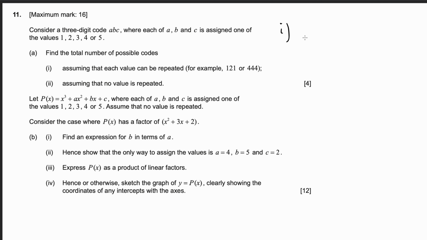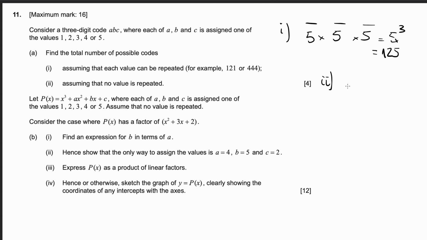Alright, so imagine we have 3 spaces. First one is A, second one is B, and third one is C. Now we can use any number, and the numbers can repeat. So we have 5 options, so that's going to be 5 cubed, which is 125.